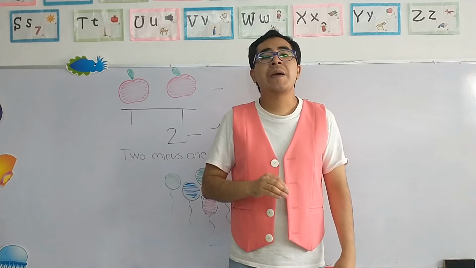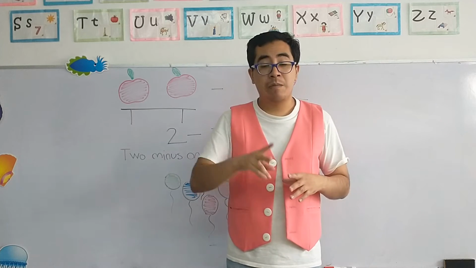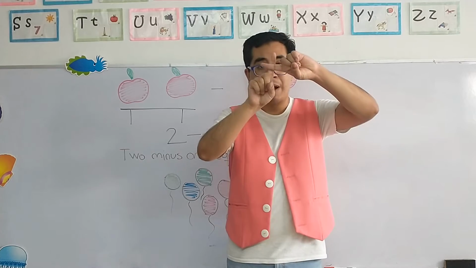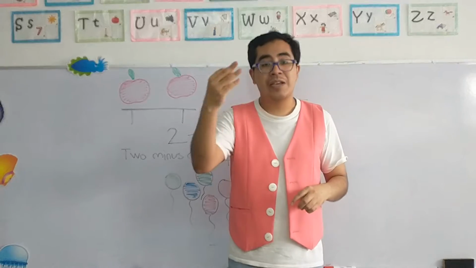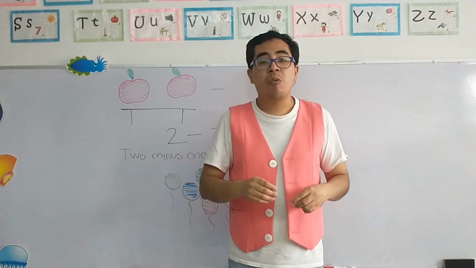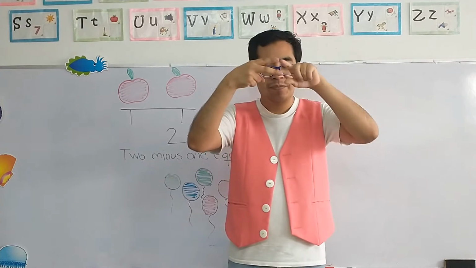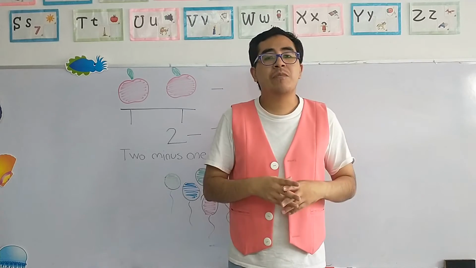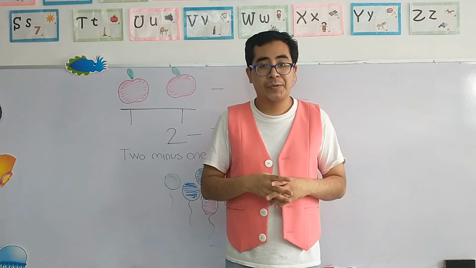Okay? Recuerden que para las sumas necesitamos de dos símbolos. El símbolo más, que indica la suma, y el símbolo igual, que son dos líneas, okay, donde al lado ponemos el resultado de la operación.